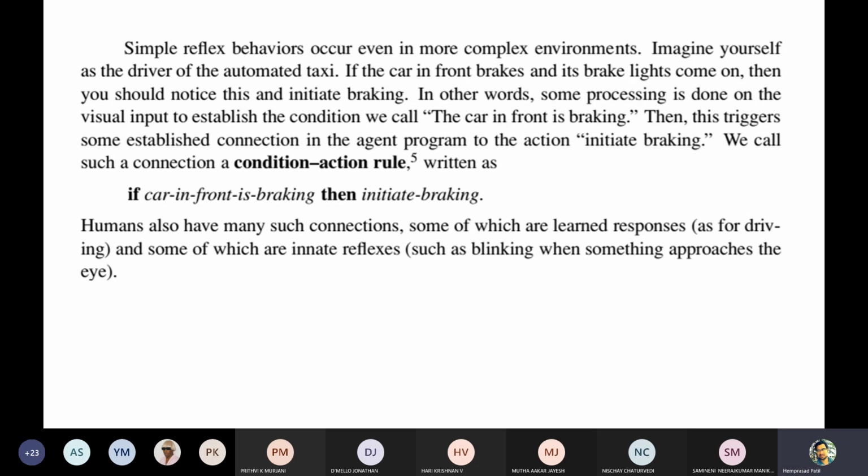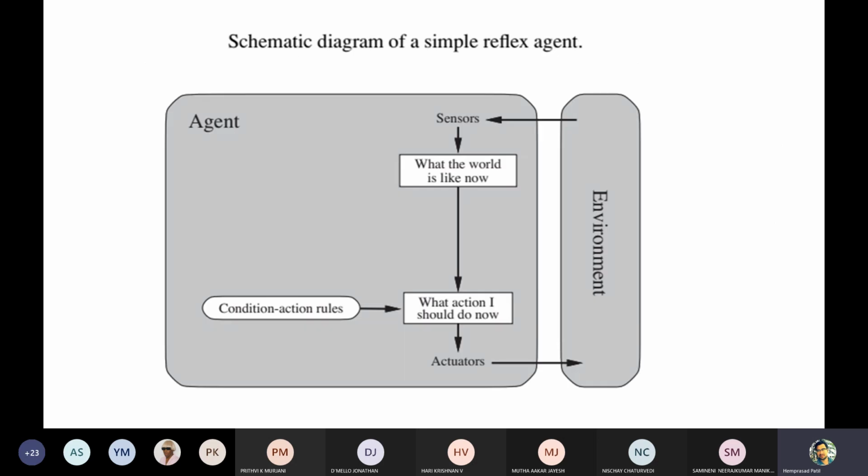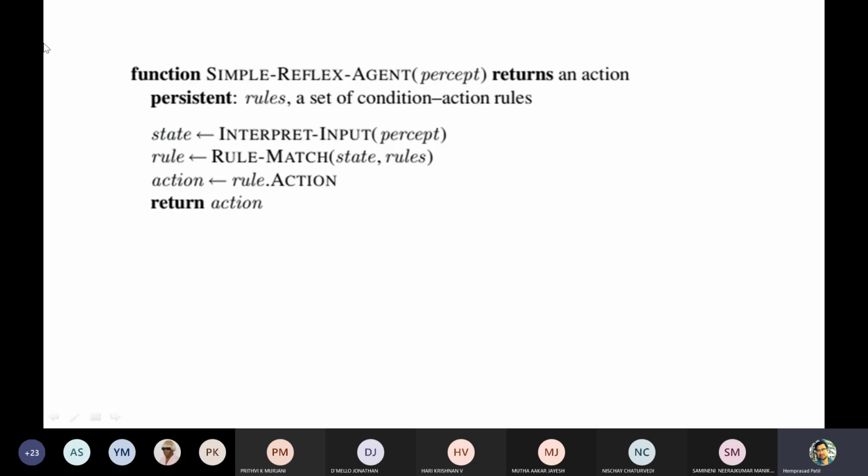So typically there are condition-action rules, like if the car in front is braking, then initiate braking. These rules are just stored, and the agent will refer to those rules, but it will respond to the present. Like this: what the world is like now, then there are rules, and what action should I do now, and the actuators will carry out that action.